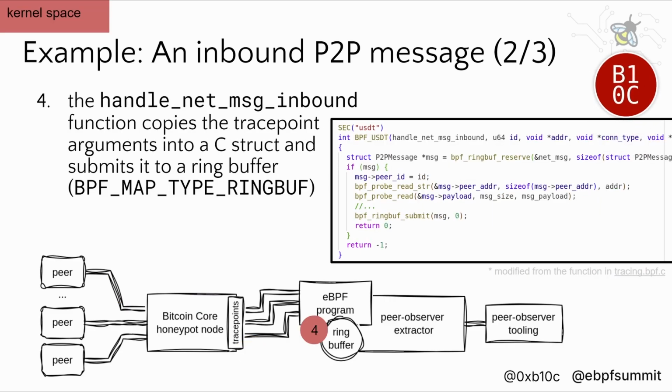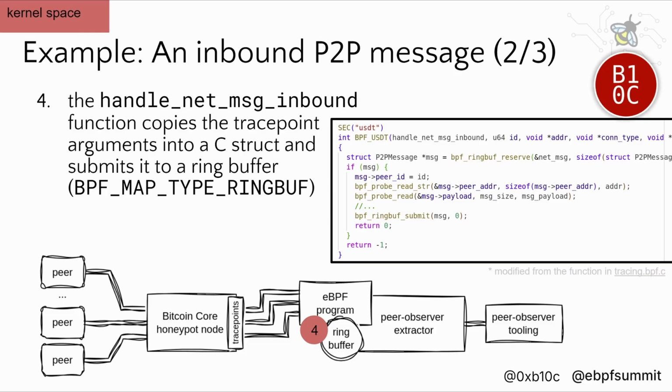The function handle net message inbound from our eBPF program is hooked up to the inbound message tracepoint. This means once the tracepoint is reached, the function is called in the eBPF virtual machine in kernel space, and the tracepoint arguments are passed into this function. We reserve a P2P message struct in the ring buffer and fill in the tracepoint arguments.